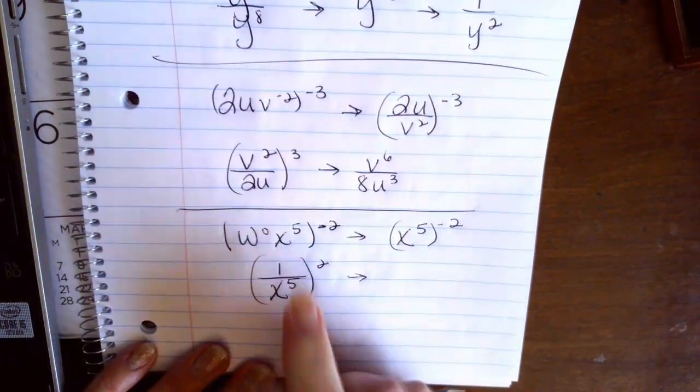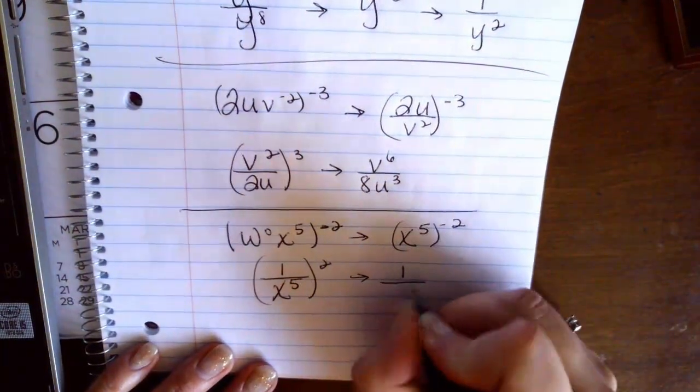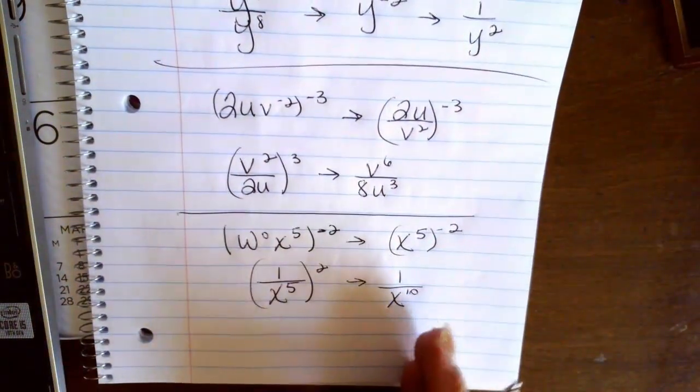And now I'm going to distribute my power of 2. So 1 times 1 is 1. x to the fifth times x to the fifth is x to the 10th.